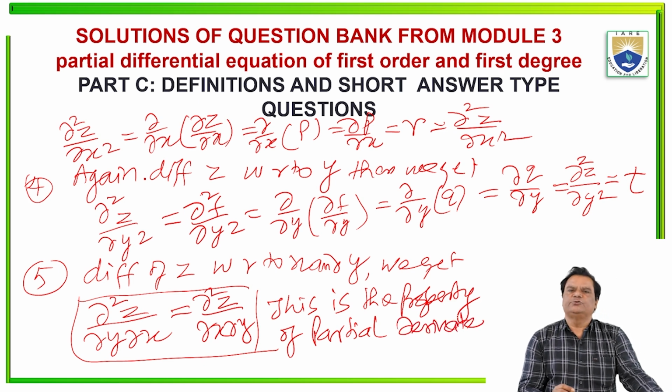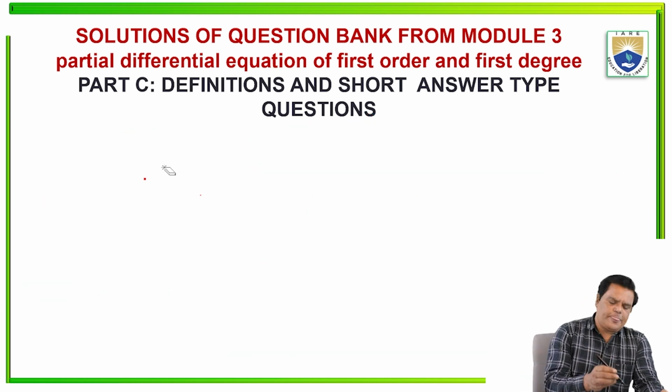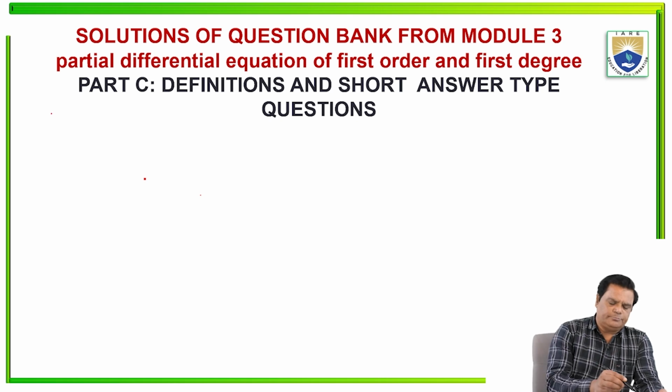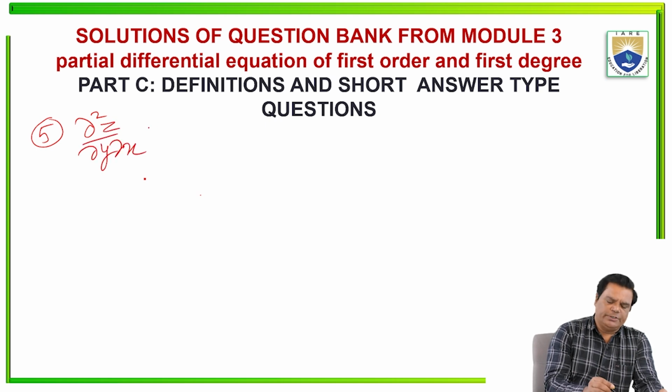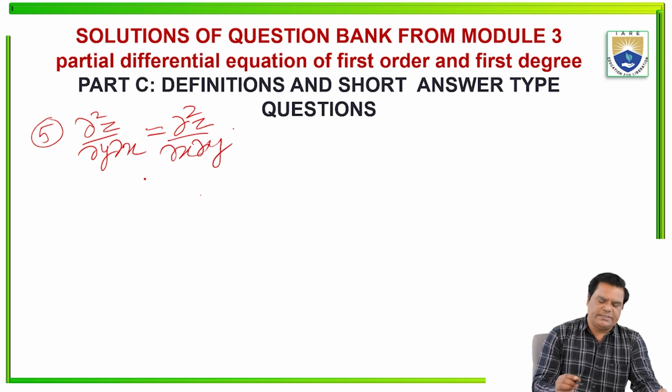Okay, so this is equal to each other. Now next, point 5: ∂²z/∂y∂x equals ∂²z/∂x∂y. Both are the same. This is the property of partial derivatives.